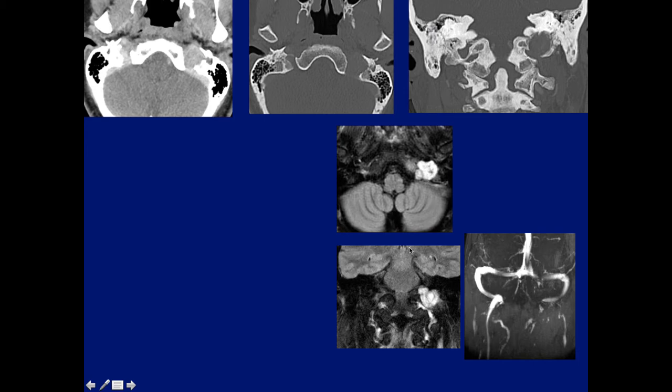MR FLAIR images showing the lesion. Note on the MRV, occlusion and no filling of the jugular vein because of the lesion sitting in the jugular foramen. Diagnosis here. Correct. As Ben mentioned, Asif, the paraganglioma, typical, the most common tumor we would see in the region of the jugular foramen. Paraganglioma.